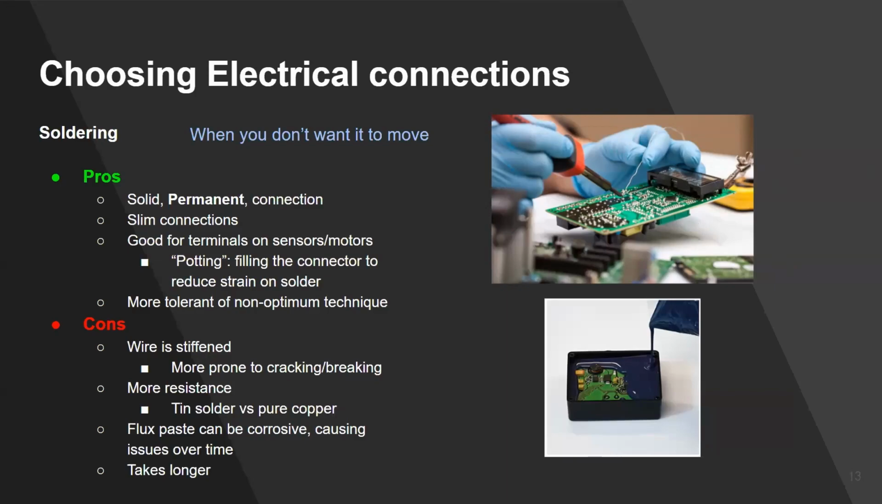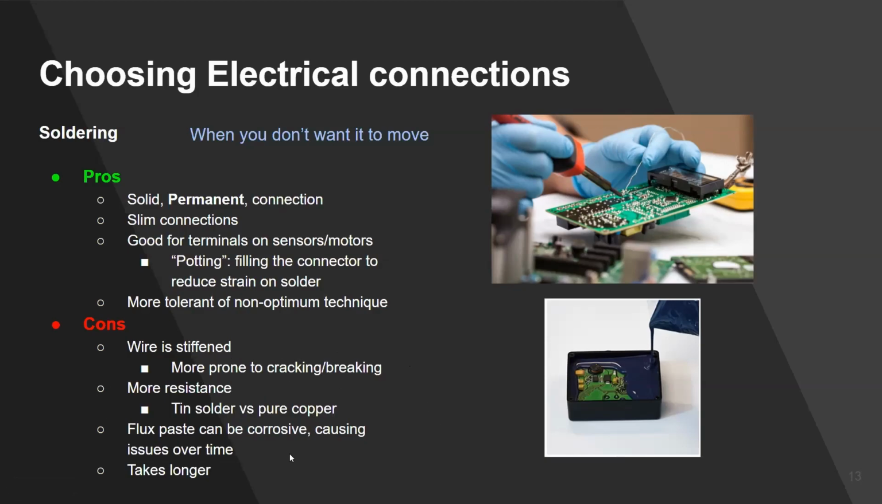And if you're able to be really, really good at soldering, it's probably your best bet for those permanent connections that you want. The cons for soldering are that the wire gets stiffened. It's more prone to cracking and breaking, especially if your technique is not perfected. If you're very, very good at soldering, you're not going to risk getting that cold joint that's going to make your wire snap as easily, but it's still a little bit more complicated. It's not as protected as a crimp would be, which I'll show you in a second.